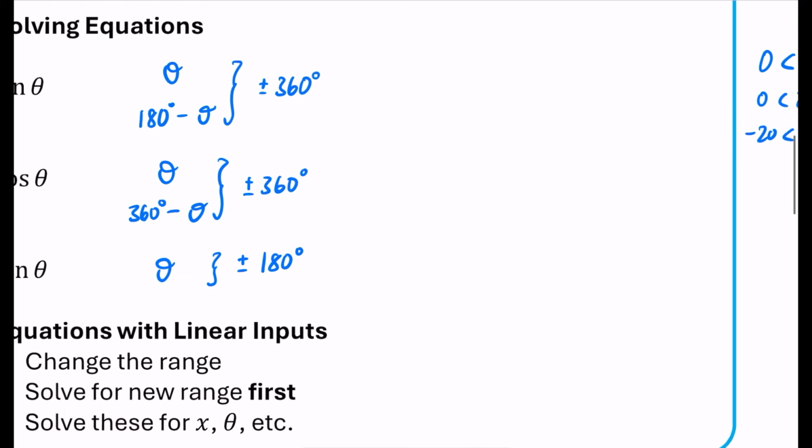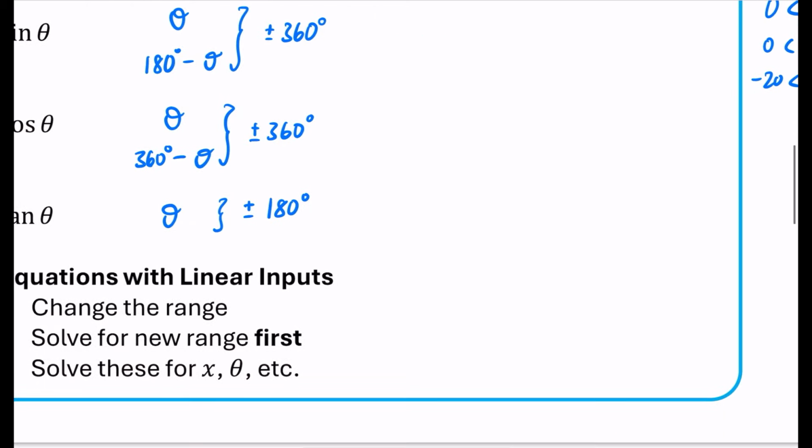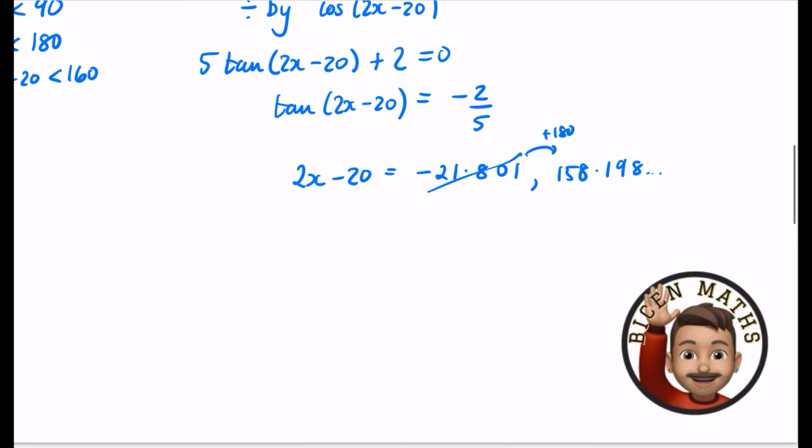And now I'm going to do the third point, which is just to solve for x. It says solve these for x. I've only got one, so I will solve this for x. So I will add 20 to this, and then I will divide it by 2. So on my calculator, I'm going to press add 20, divide by 2, and then I'll give my answer to 1 decimal place, which I have as 89.1 degrees. And that is to 1 decimal place.